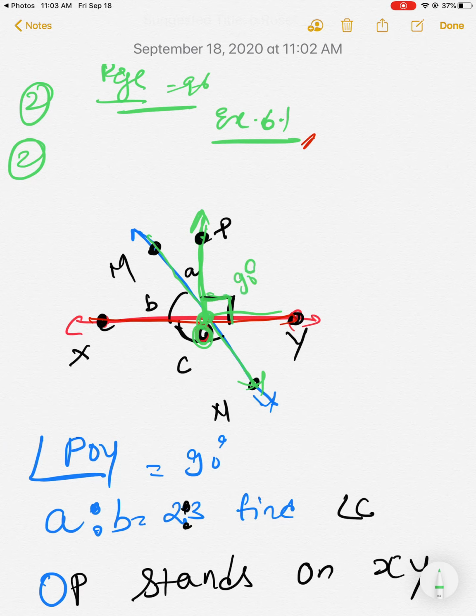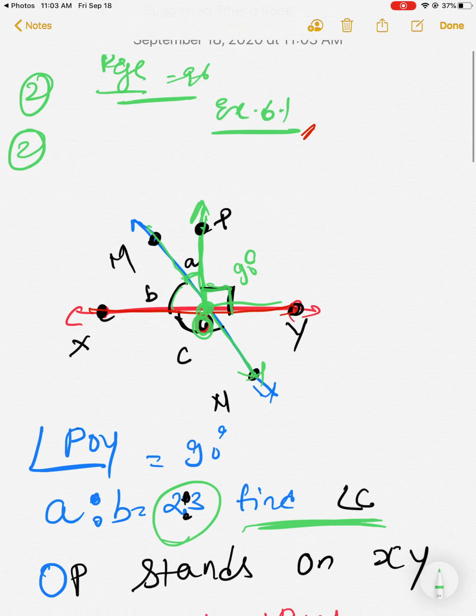This is angle A and this is angle B. A is to B is given as 2 is to 3, the ratio of A to B is 2 is to 3. And we have to find the angle C.